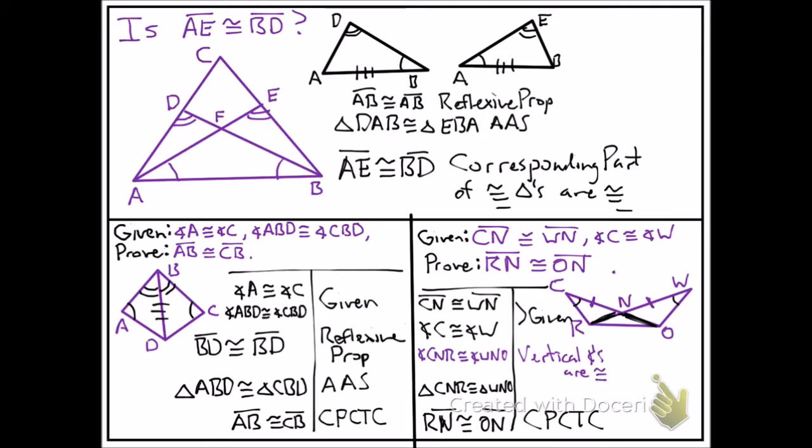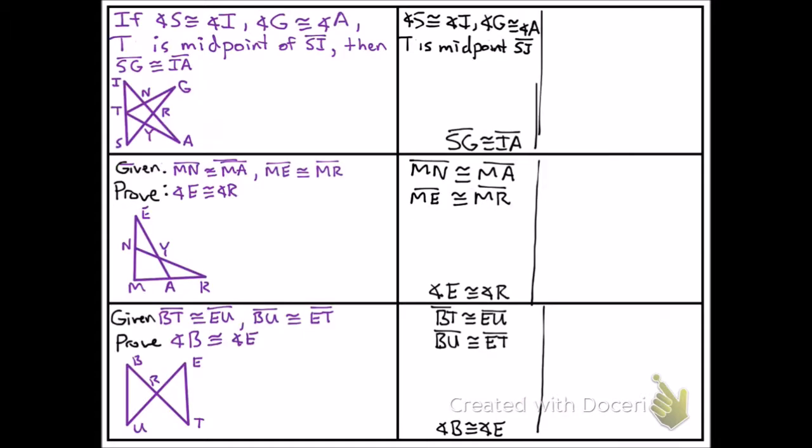And now we need to name our congruence for the two triangles, and it appears two angles and a side. That's going to be angle, side, angle. Once we have that, we can then say that RN is congruent to ON because corresponding parts of congruent triangles are congruent. Next page. I've kind of written the givens already.